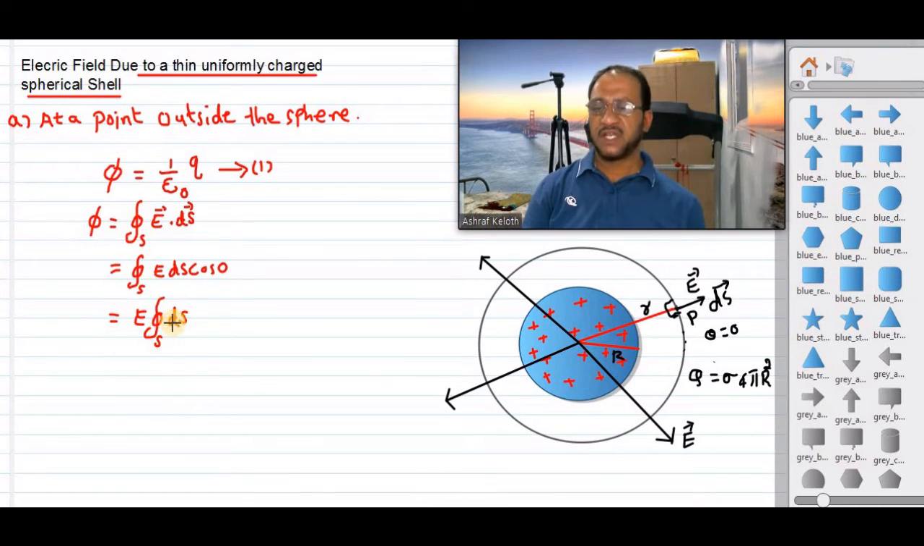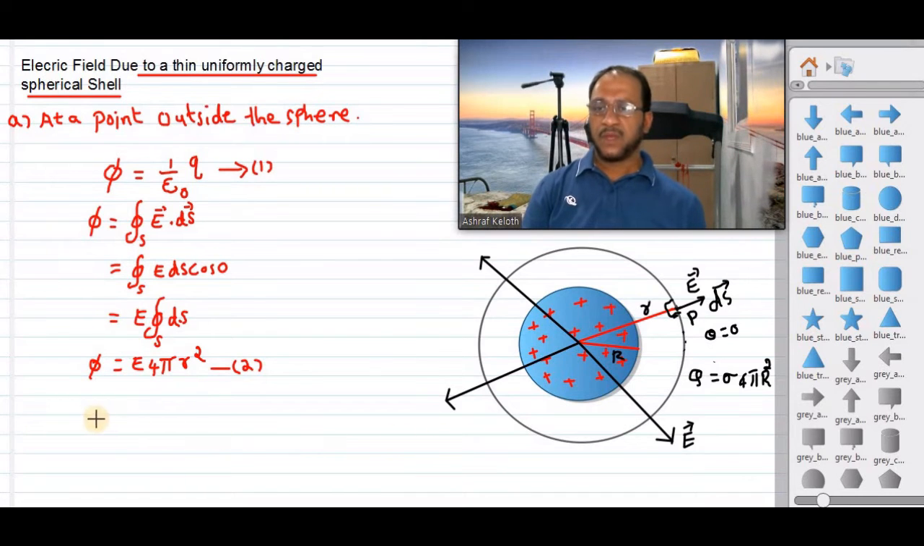So the integral over the closed surface ds gives the result E into 4 pi r square. Remember, in 4 pi small r square, there are two r's here, don't confuse them. This is the total flux coming out, isn't it? Take it as equation number 2. This is the total flux coming out of this imaginary Gaussian surface.